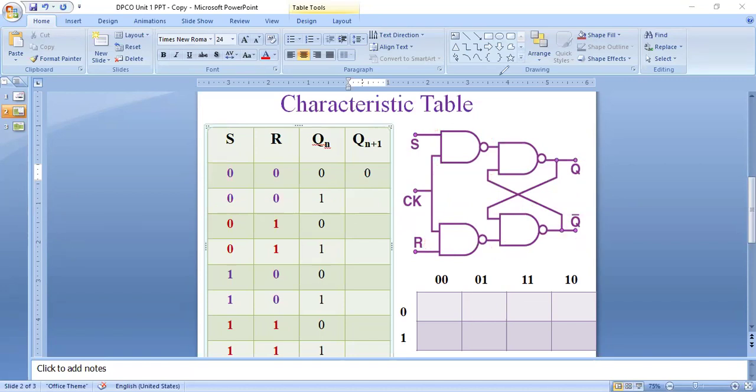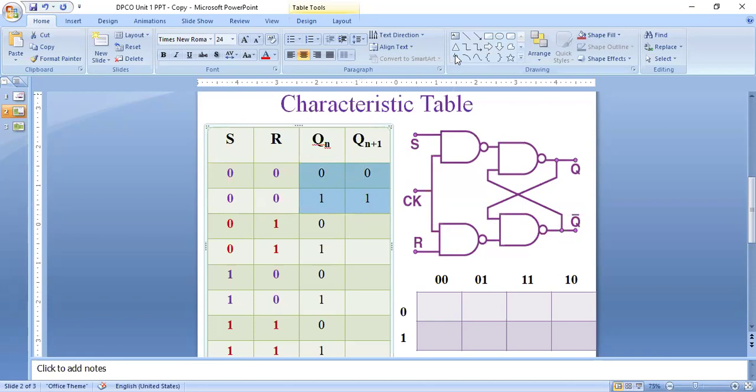So here the value is 1. So now look at this one. What is the name of the state? Present state 0, next state is 0. Present 1, next 1. So these two states are together called as no change state. Similarly, now we are moving to the next one.